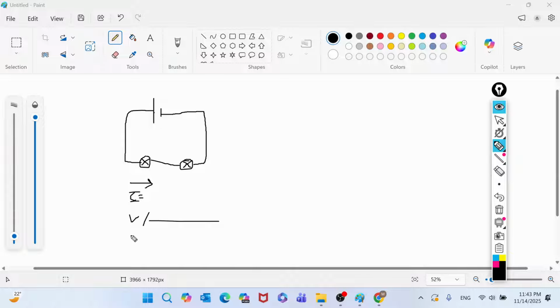Resistance is you add them up. So resistance total would be R1 plus R2.